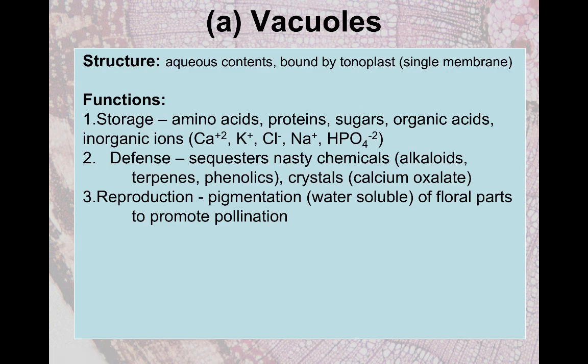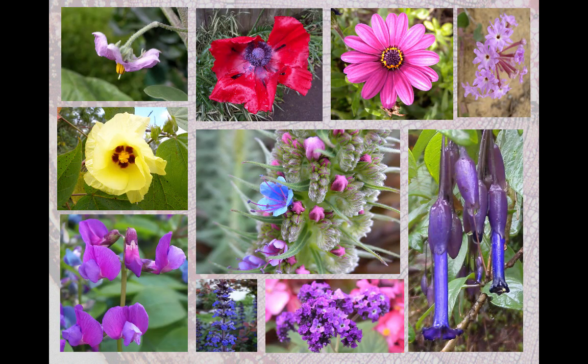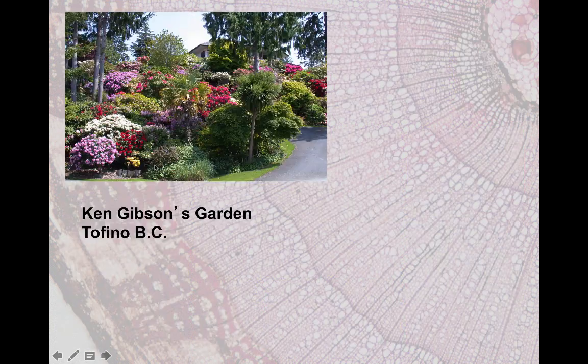Another important function is reproduction. Pigments are often stored, the water-soluble ones, in vacuoles for the floral parts to promote pollination. So here you can see a wide array of different colors, pigments. Most of the pigments that are within the vacuoles are blues and reds. The yellow pigments are actually in other structures as well that we're going to talk about.